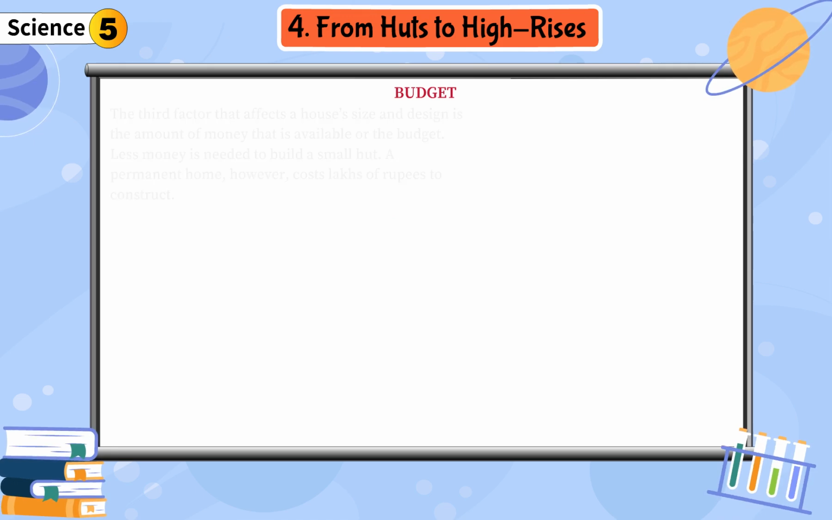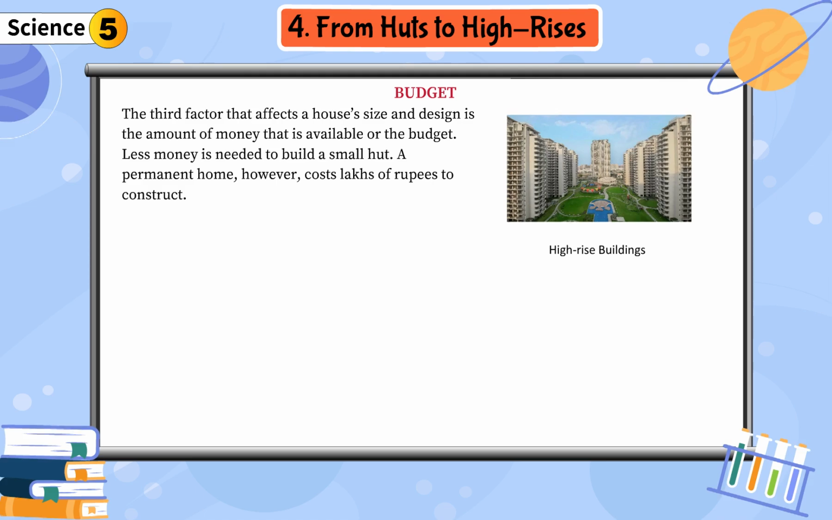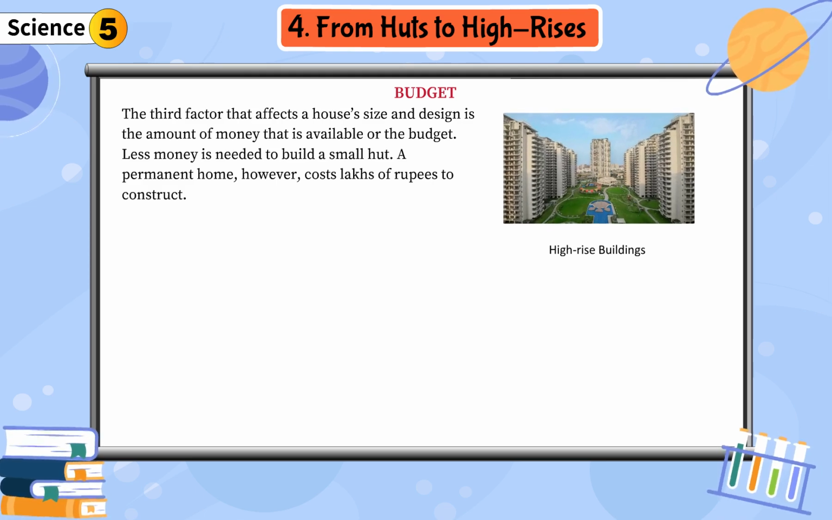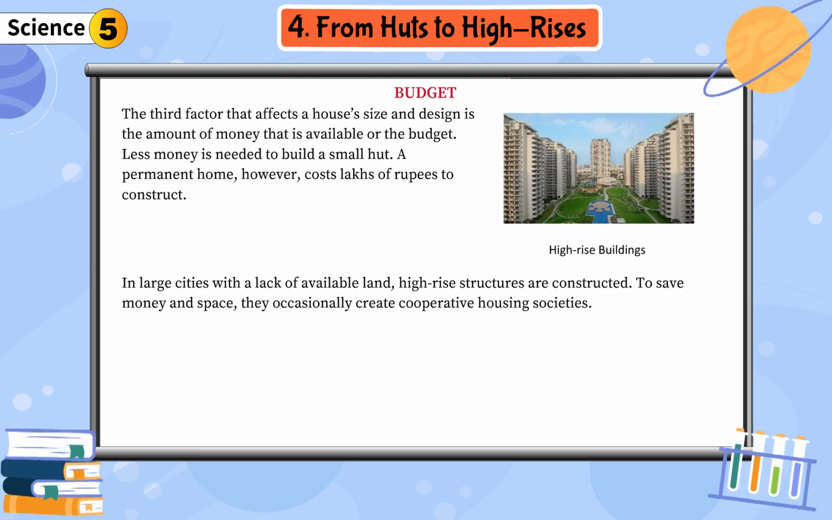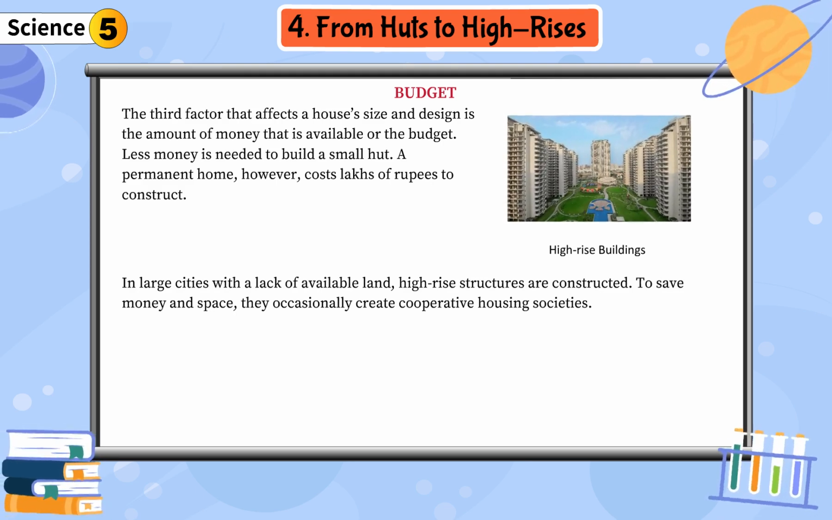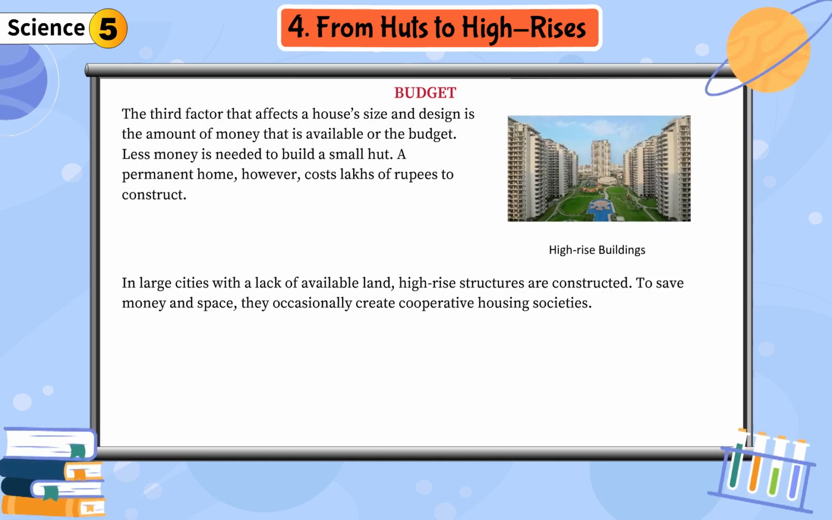Budget. The third factor that affects a house's size and design is the amount of money that is available, or the budget. Less money is needed to build a small hut. A permanent home, however, costs lakhs of rupees to construct. In large cities with a lack of available land, high-rise structures are constructed. To save money and space, they occasionally create cooperative housing societies.